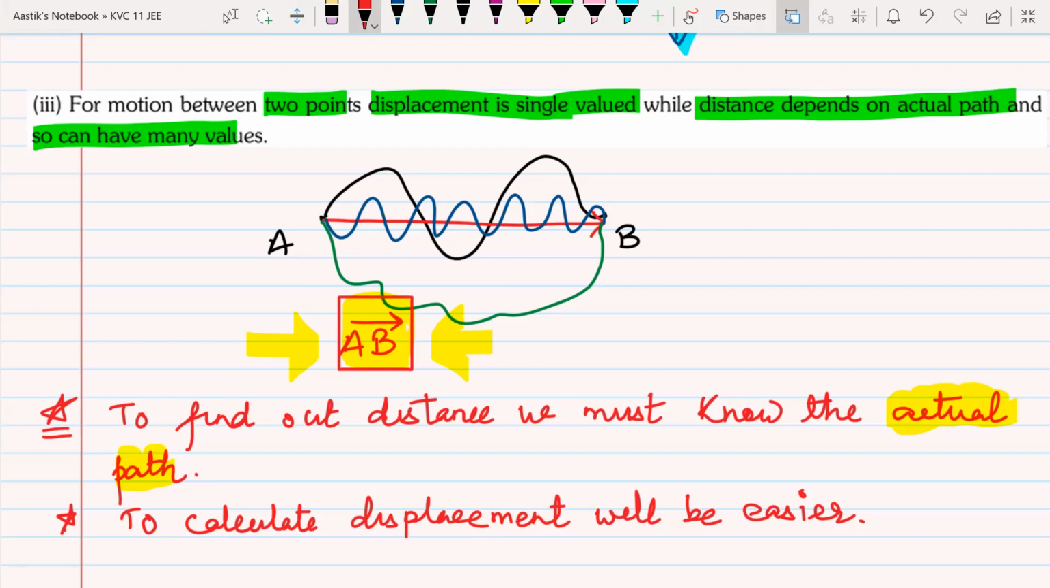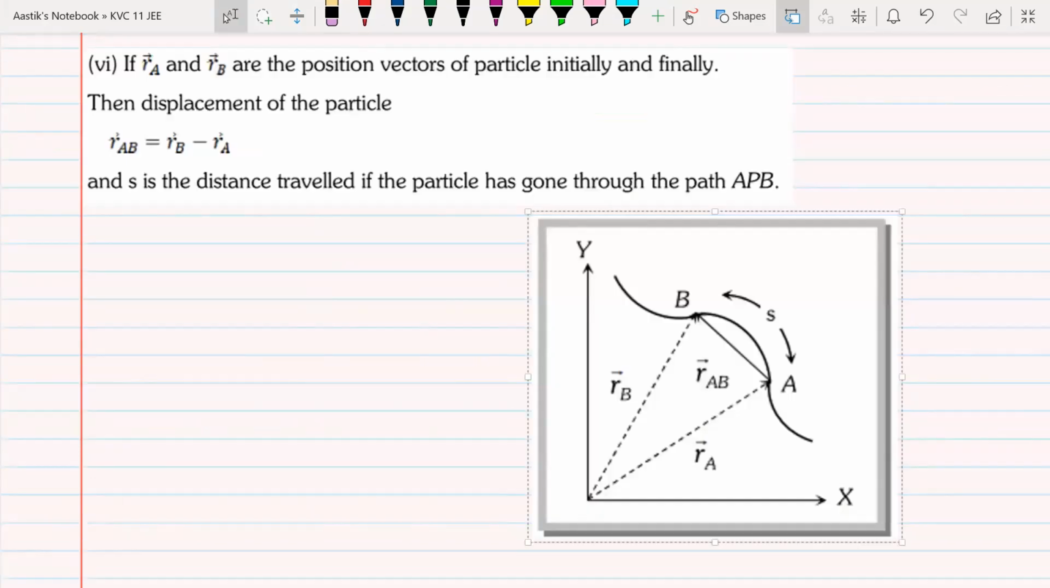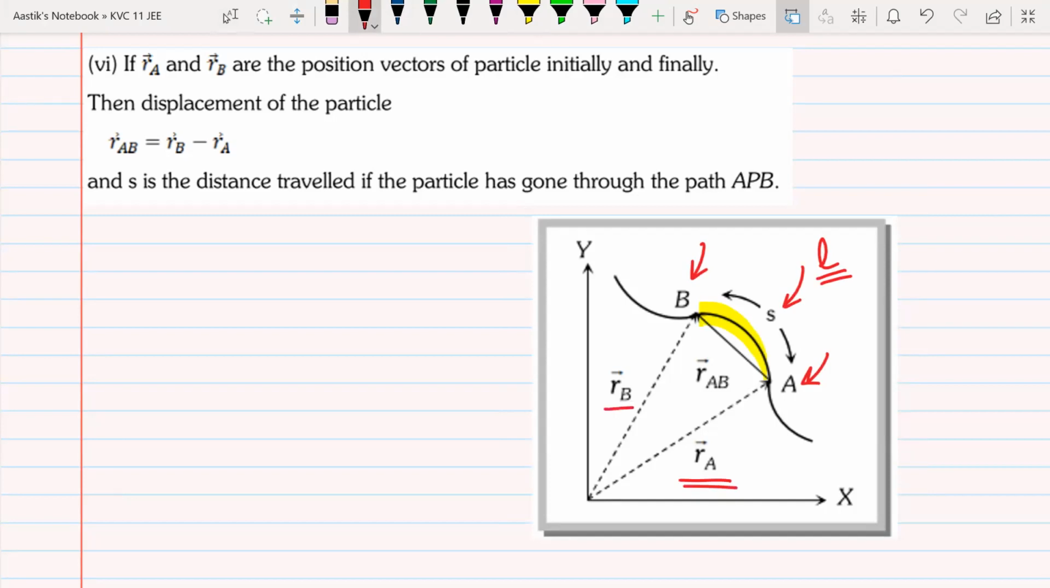So here you see a particle going from point A. Do you see this point A? Yes, sir. To point B. It has followed this yellow path. I don't call it S, I call it L. L is the length of this path, which is the distance traveled. Yes or no? Yes, sir. R vector A is the position vector of point A. R vector B is the position vector of point B.